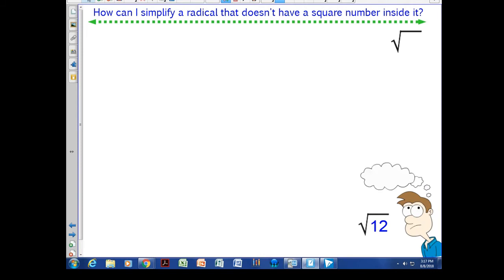For example, the square root of 12. Well, let's go through that step by step and see how simple this actually is. I'm going to bring over a square root here and make it a little bit bigger, and I'm going to put in the number 12.